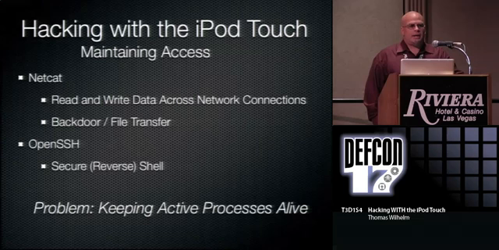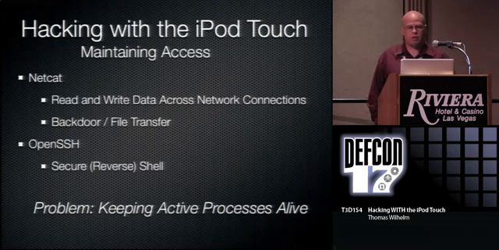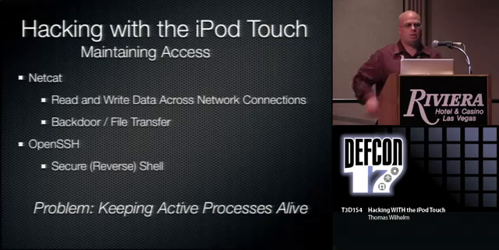When you want to maintain access after actually exploiting a system, there's Netcat and then there's OpenSSH, so you can do your shells or your reverse shells. Netcat obviously can do additional things too, and we'll talk a little bit about that in an example, where you can read and write data across the network, and it also provides backdoors and file transfers. And then OpenSSH, which provides reverse shells. Now, here's the biggest problem with the iPhone: if you turn off the phone, you're dead.